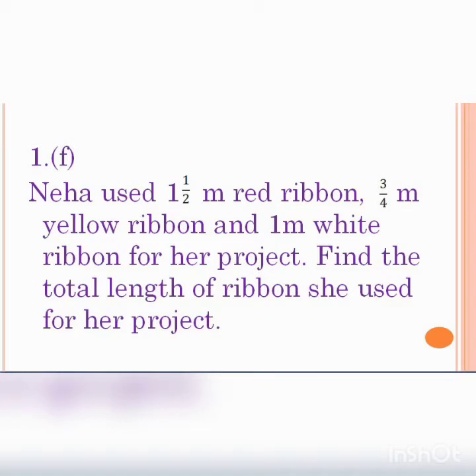Now let us see the next problem. Neha used 1 by 2 meter red ribbon, 3 by 4 meters yellow ribbon and 1 meter white ribbon for her project. Find the total length of ribbon she used for her project. When we say total length, we have to add all the quantities that we have with us.